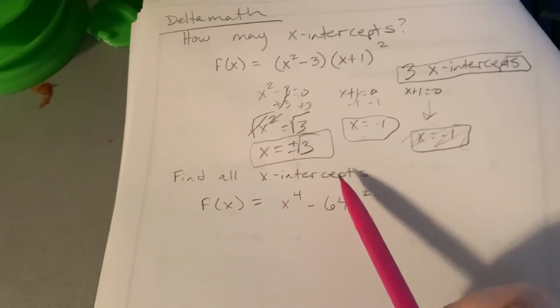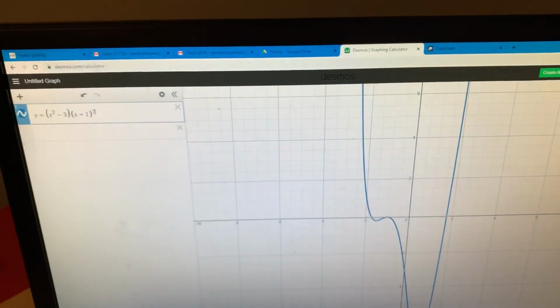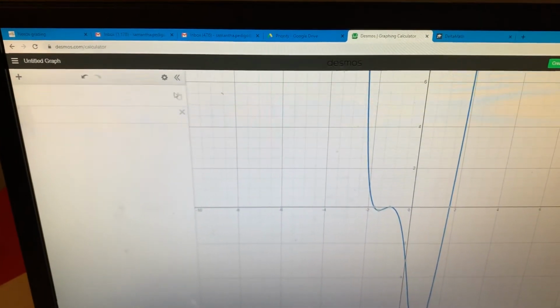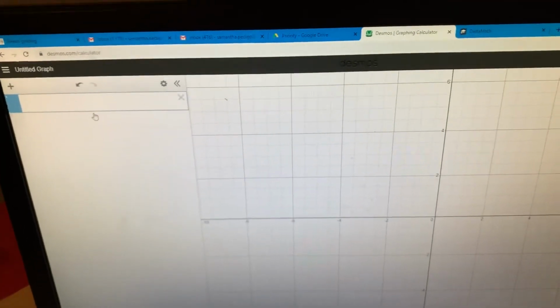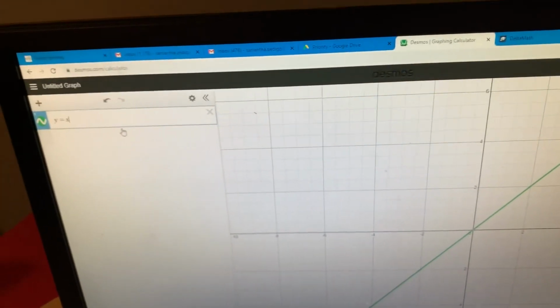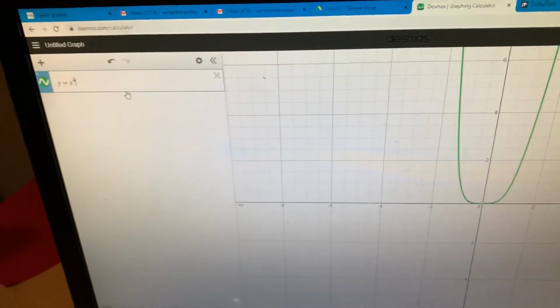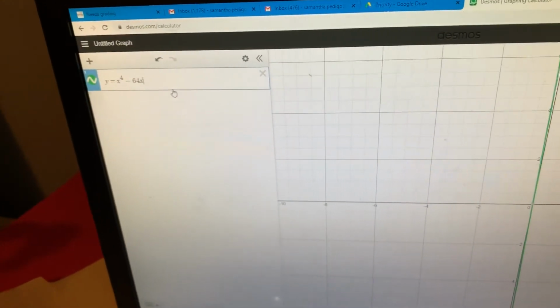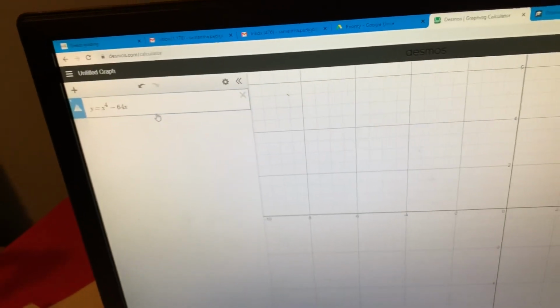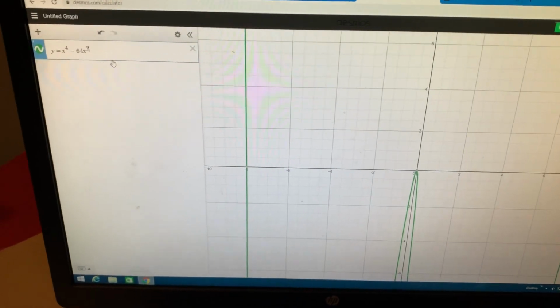All right, and then last is find all the x-intercepts. So again, you're finding all the x-intercepts. I would recommend you go to desmos.com, and then we can just graph it. f of x again is y equals x to the 4th minus 64x to the 2nd. And there's my pretty picture in green.